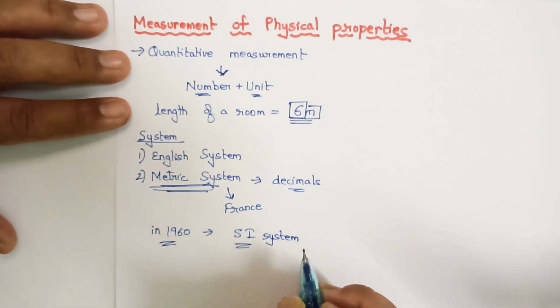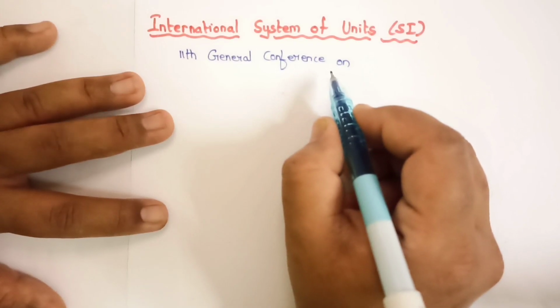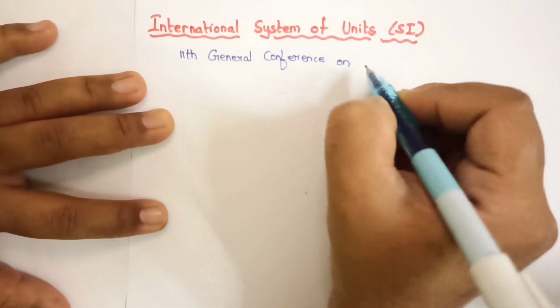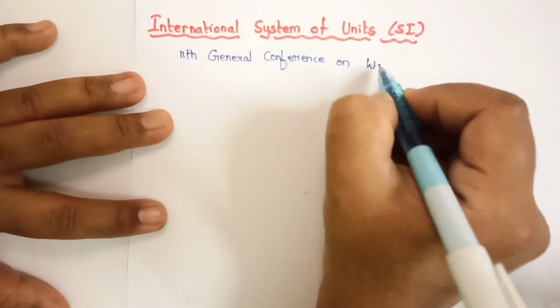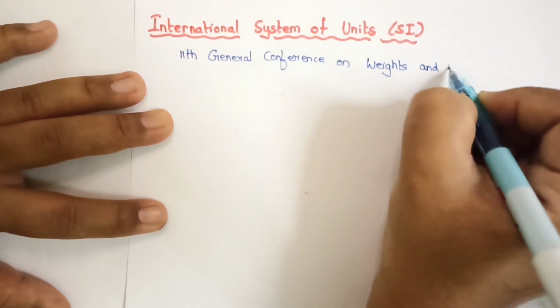Now what is the SI system of measurement? Let us see. This International System of Units was proposed in the 11th General Conference on Weights and Measures.